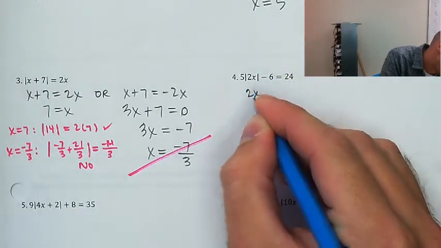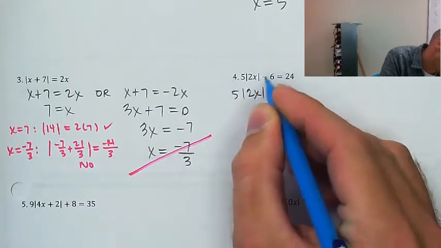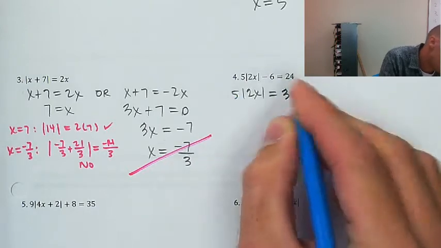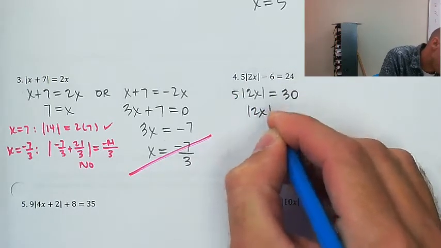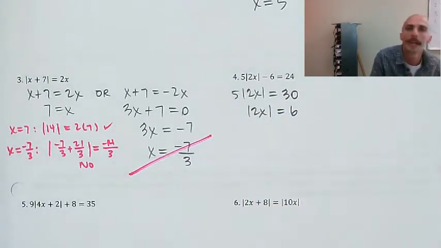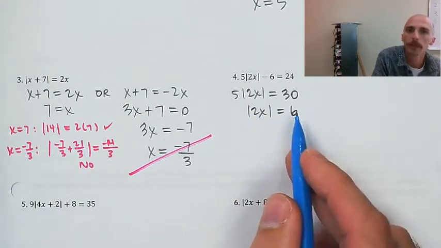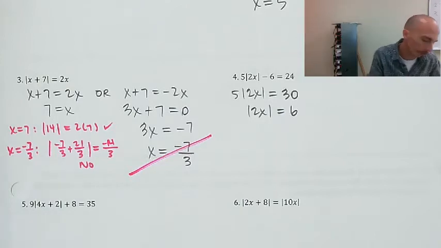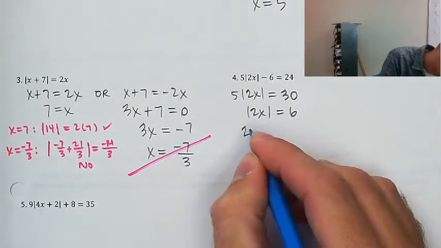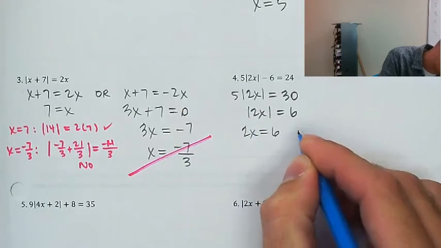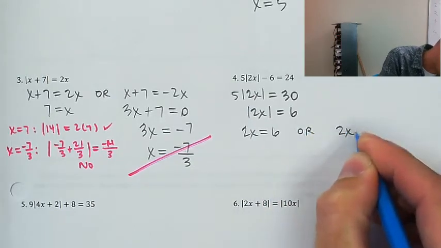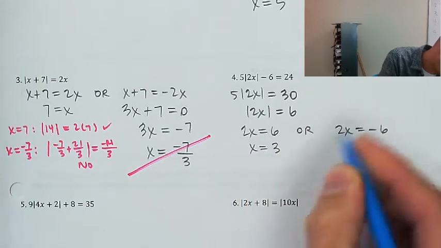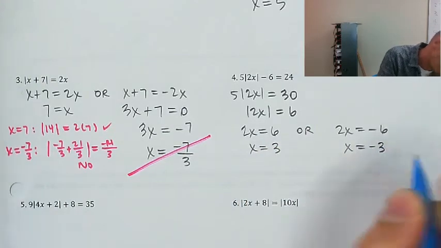Okay, so 5 times the absolute value of 2x. I'm going to get rid of this minus 6 first by adding 6. And then I'm going to divide both sides by 5. And now that I've got it down to absolute value equals number, I'm ready to apply the principle that if the absolute value of this thing is equal to 6, then that thing is either equal to 6 or that thing is equal to negative 6. And then I'm just going to divide both sides of both equations by 2, and I'll be happy, right?